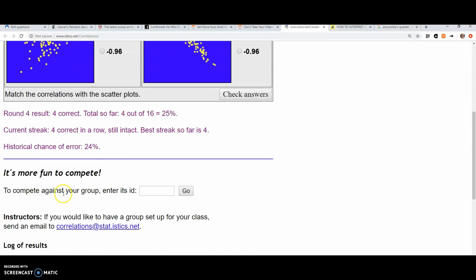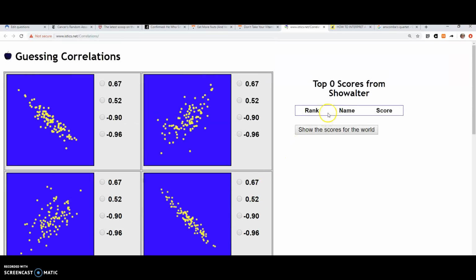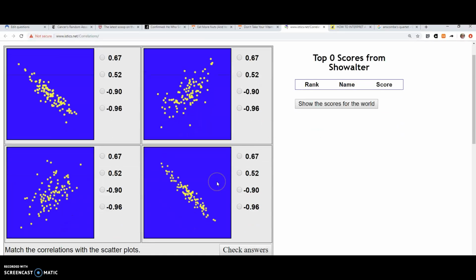Do make sure that when you do this, you first enter your ID of DS15, and that will put us into the same group right here.